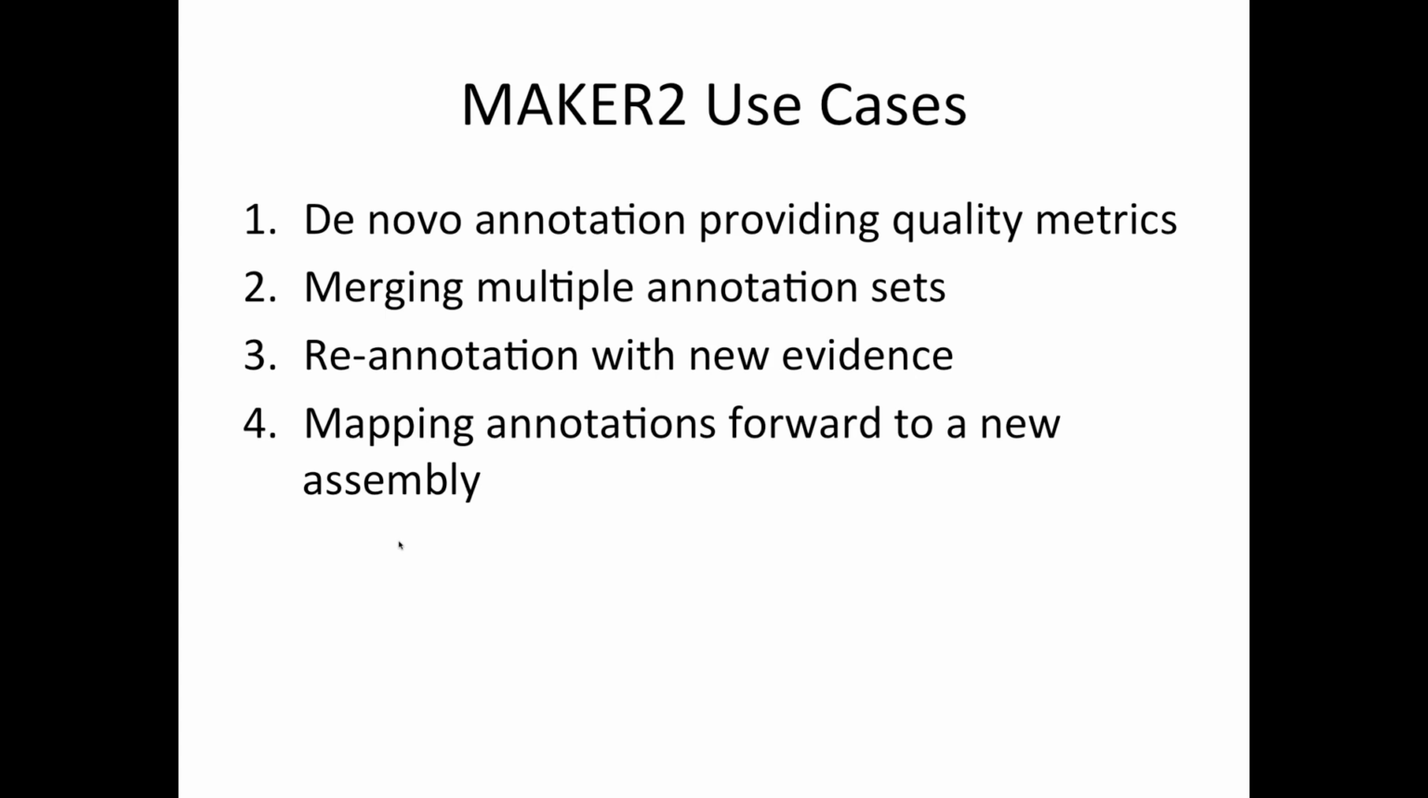That new sequencing data could just as well have been genome sequence. So now you have more DNA sequence. You've made a new assembly. This assembly is better, but you don't want to lose all the work that the community has put into making and validating the annotations so far. So you need to map those annotations forward to a new assembly. Maker's your friend there again.